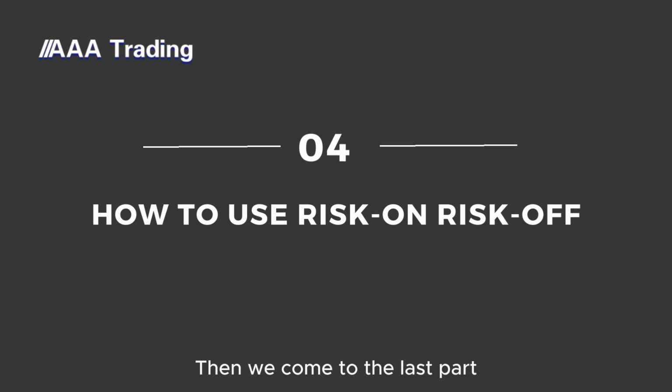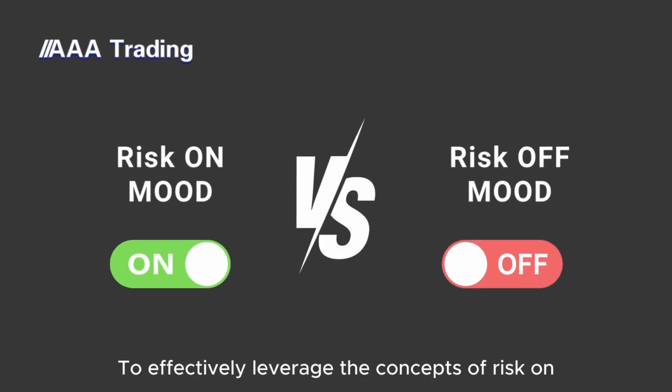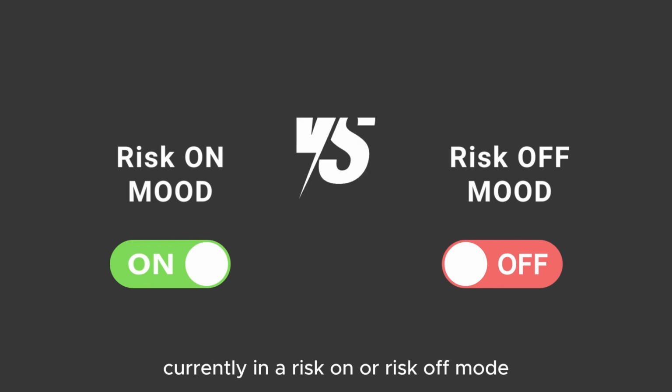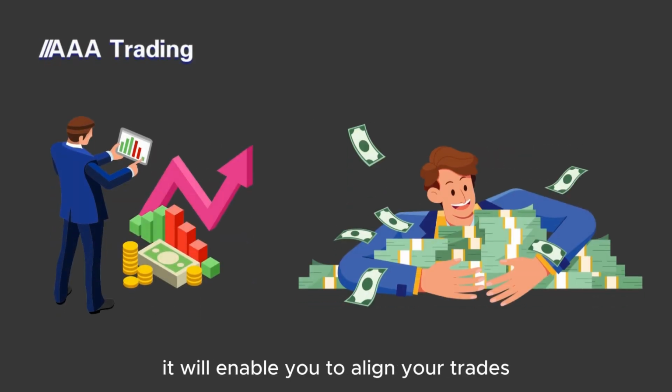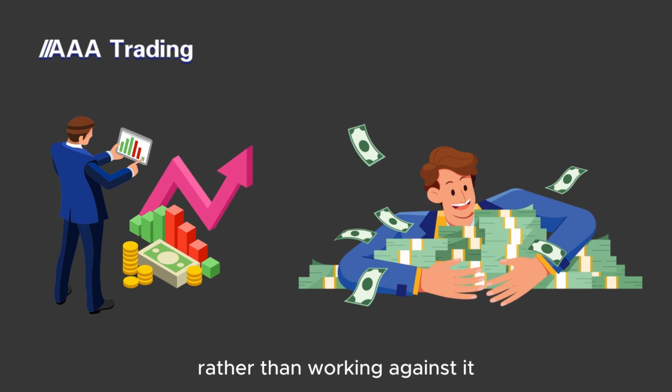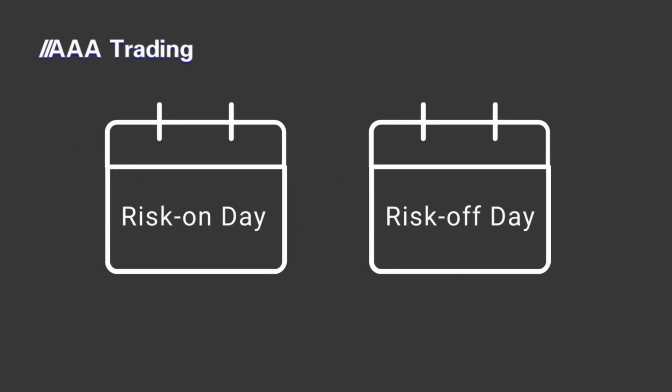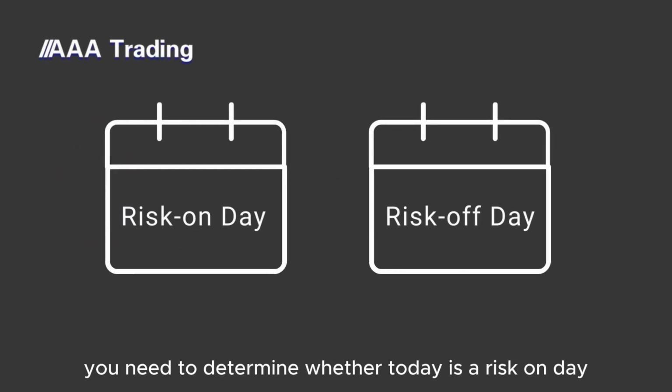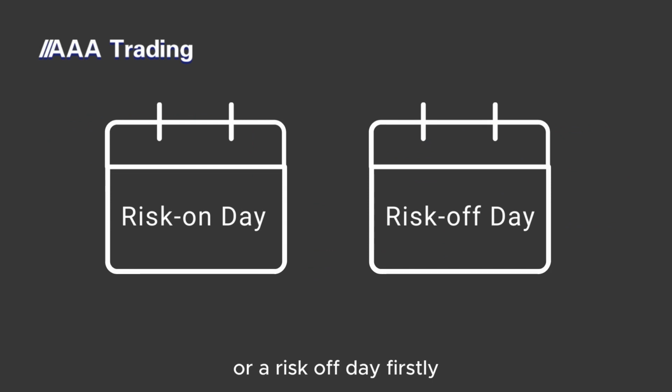Then we come to the last part, how to use risk on and risk off. To effectively leverage the concepts of risk on and risk off, it's crucial to ascertain whether the market is currently in a risk on or risk off mode. Once you comprehend this, it will enable you to align your trades and ensure that you are trading in harmony with the prevailing risk sentiment rather than working against it. In this way, you need to determine whether today is a risk-on day or a risk-off day, firstly.